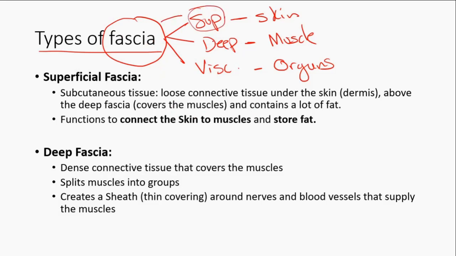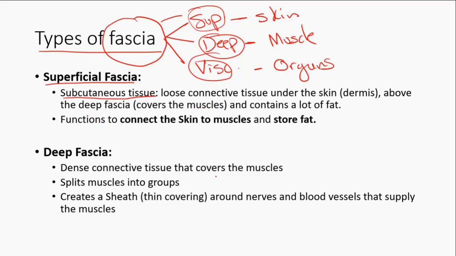So all of these functions you can use for the superficial fascia. It has these functions. Deep fascia has these functions. Visceral fascia also has these functions. So let's look at superficial fascia. So superficial fascia is another way of saying subcutaneous tissue.